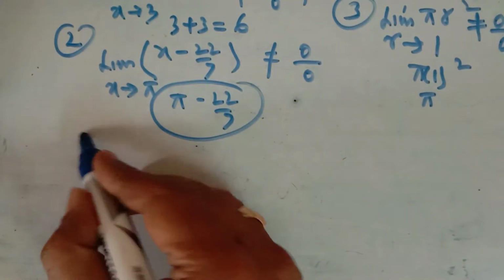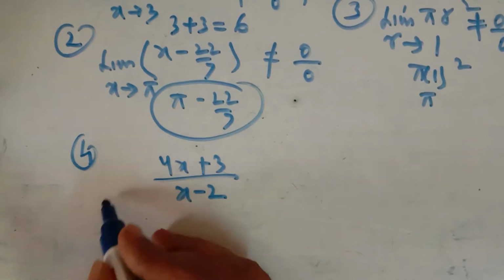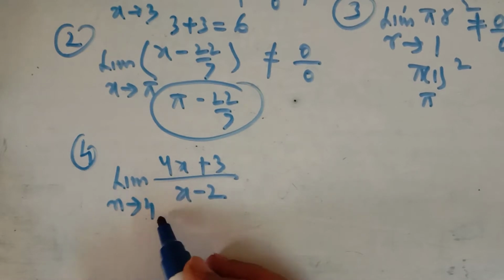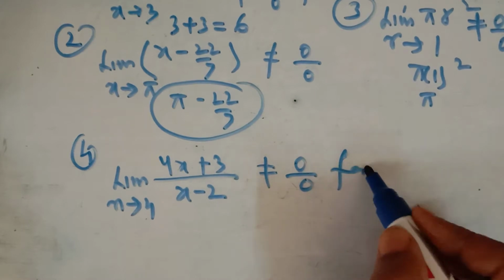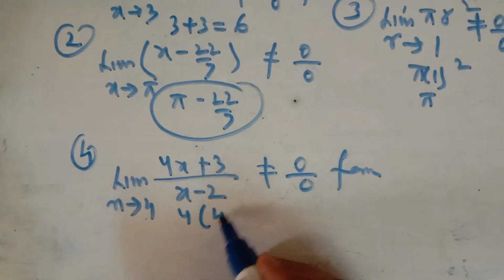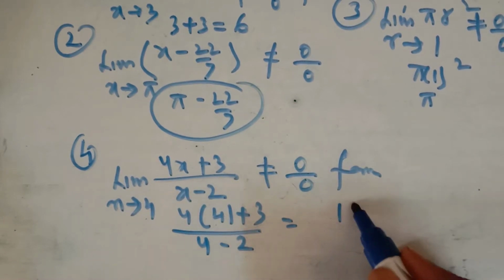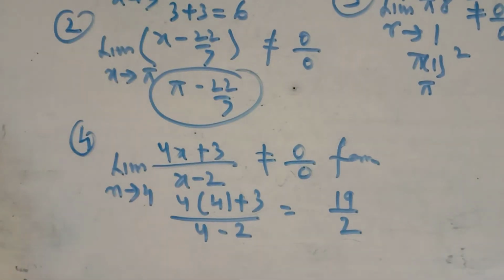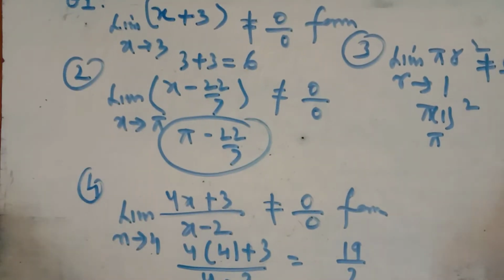Now in question number 4, we have 4x plus 3 upon x minus 2, and the limit is x goes to 4. When you are putting x equal to 4 here, it is also not the 0 upon 0 form. So you put directly the value of x as 4 in the numerator as well as in the denominator. So 16 plus 3, 19 upon 2 is the limit of this function. Whenever you are not getting the 0 upon 0 form, then the value of the function is equal to the limit of the function.